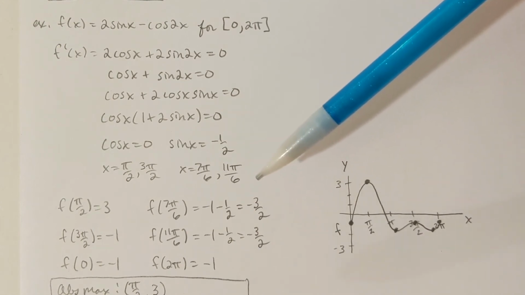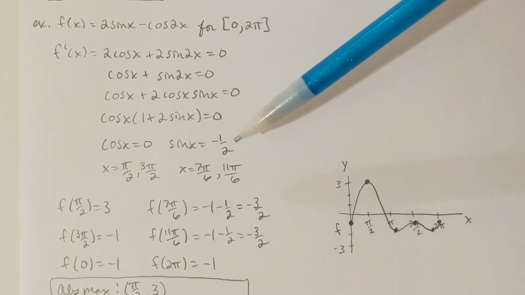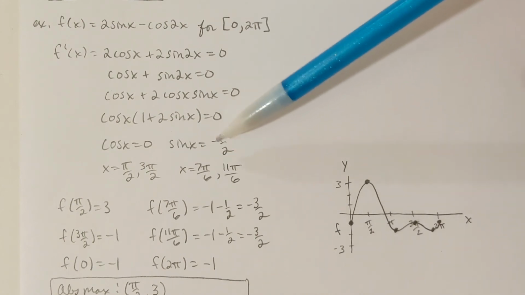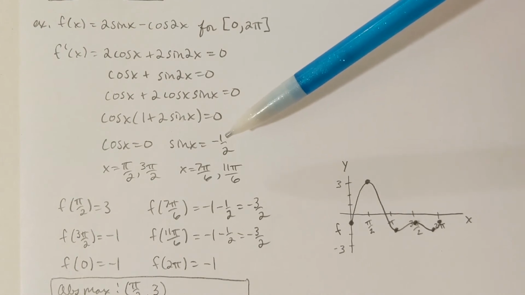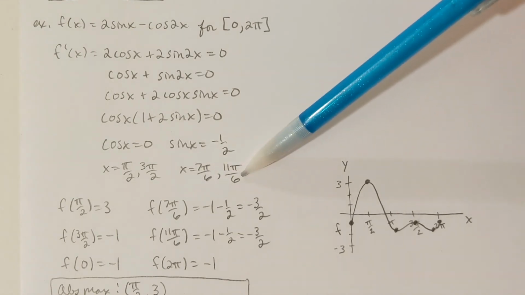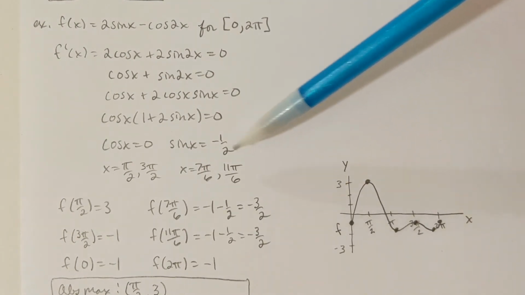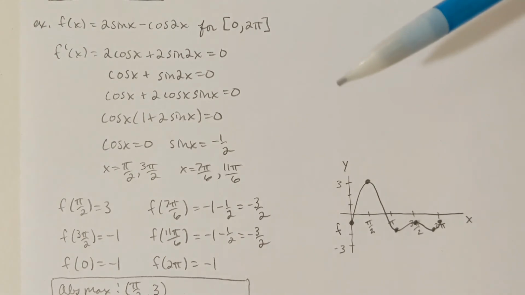Now, if I were to draw that triangle in quadrants 1 or 2, then the opposite side would be +1, and I don't want that. I need the opposite side to be a -1. So these are going to be the only two angles for x where sine x is -1/2. In all, I've got 4 critical numbers then.